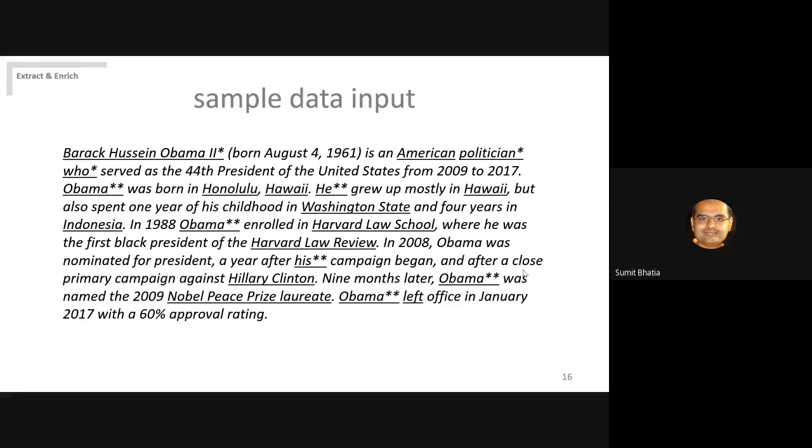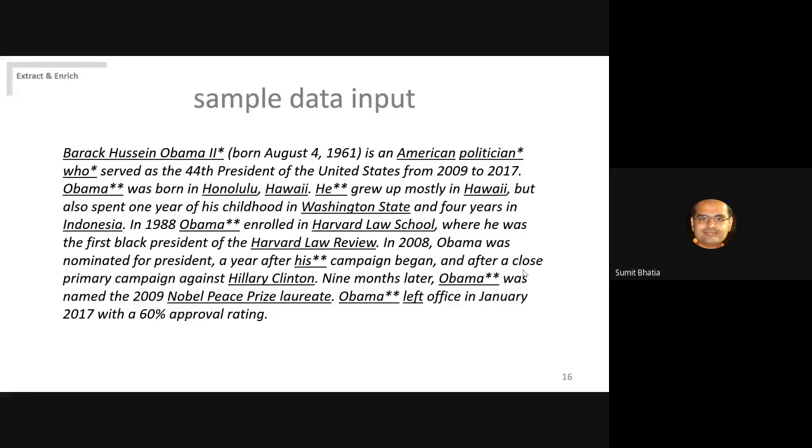So in this sentence, there are 3 noun phrases that the system, let's say, could identify: Barack Hussein Obama, American politician, and who. So the star indicates that the system could figure out that in this sentence, all these 3 nouns correspond to the same entity. They all correspond to the same person in the real world, right? So that's what the star is indicating here.